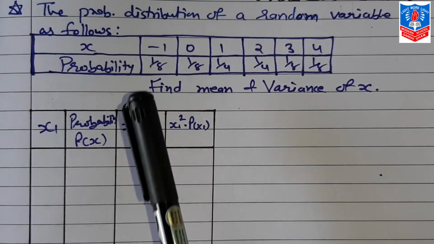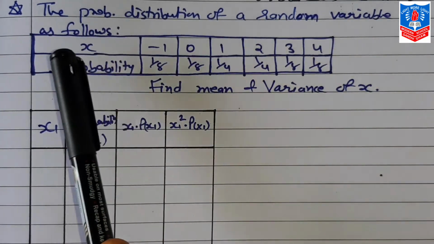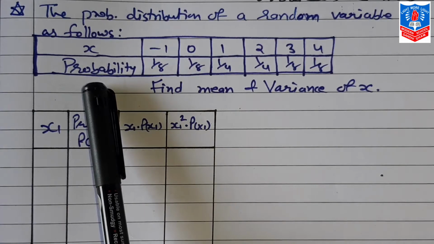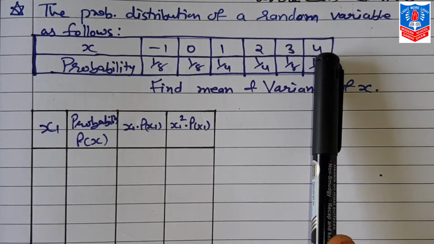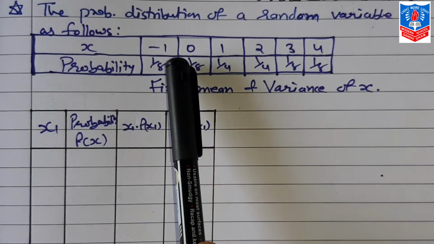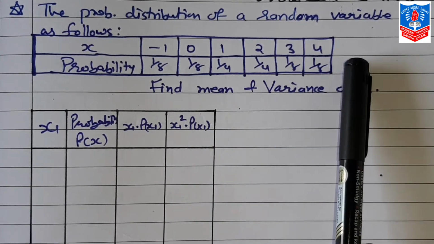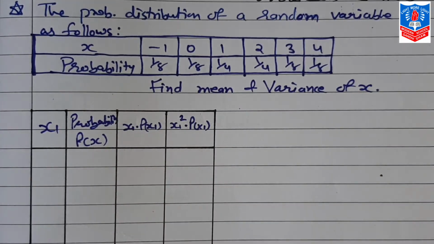Question is, the probability distribution of a random variable x is as follows, where the value of x and probability are given. X values minus 1, 0, 1, 2, 3, 4, while the probabilities are 1 by 8, 1 by 8, 1 by 4, 1 by 4, 1 by 8, 1 by 8. Total will always be 8 by 8, which is 1. Now in this we are supposed to find the mean and variance of x.